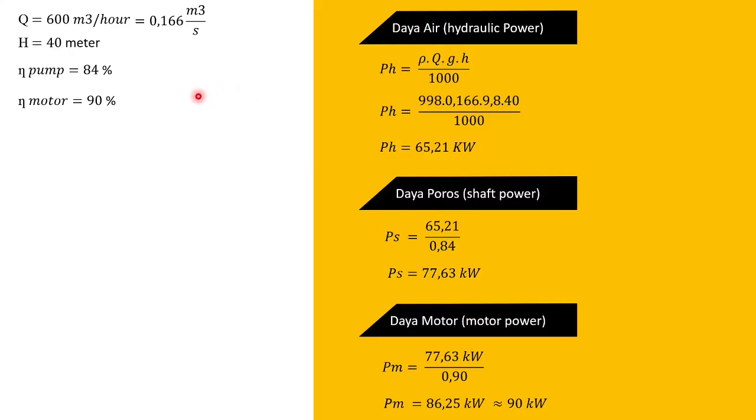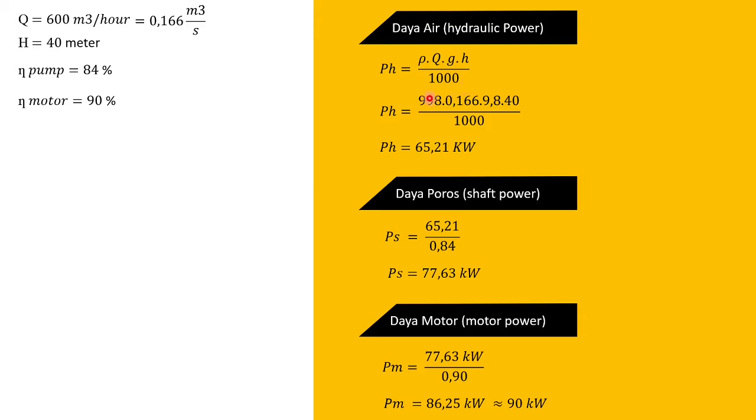Let me say I want to distribute an amount of water with flow rate 600 cubic meter per hour or 0.166 cubic meter per second with head about 40 meter and the pump efficiency is 84%. Now calculate the hydraulic power. According to the hydraulic power formula, we just apply the values we have and then divide by 1000 to convert watt to kilowatt.